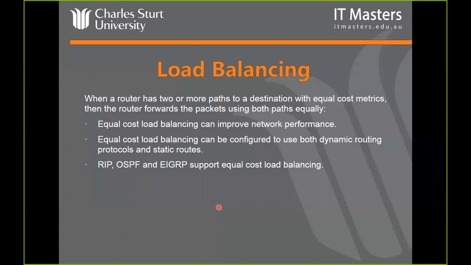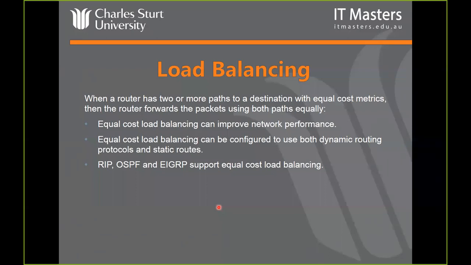Where there are two or more paths to a destination, two or more roads, if you like, with equal cost metrics, so they're exactly the same cost, it doesn't matter which way you go, whether it's hop count or bandwidth cost or bandwidth and delay mixed together. If they're the same cost metrics, then the router forwards the packets using both of those paths equally.